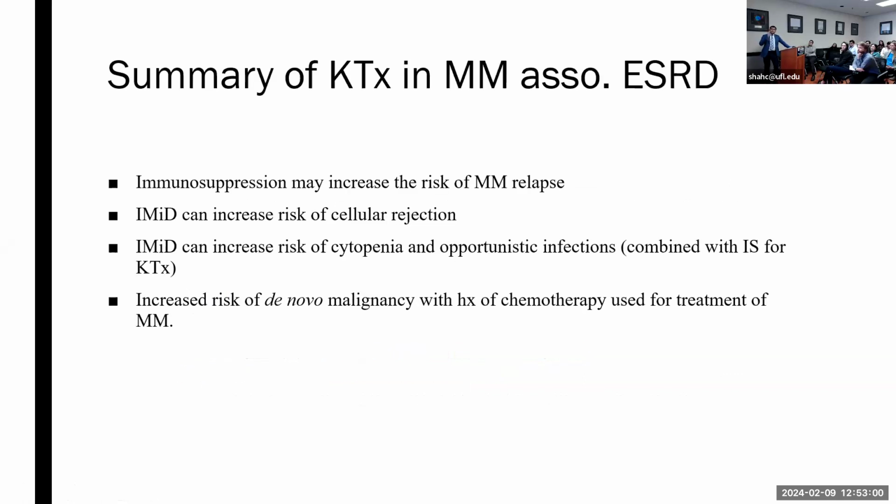So what is the summary? Immunosuppression, when used in patients with multiple myeloma, can increase the chance of multiple myeloma relapse. When we use immunomodulatory drugs, that can increase the chance of cellular rejection. When we use immunomodulatory drugs along with other immunosuppression for kidney transplantation, it will increase the risk of cytopenia and other opportunistic infection. And by combining immunosuppression for patients who have already received chemotherapy in the past, we increase the risk of de novo malignancy. These are the concerns of considering kidney transplantation in patients with a history of myeloma.